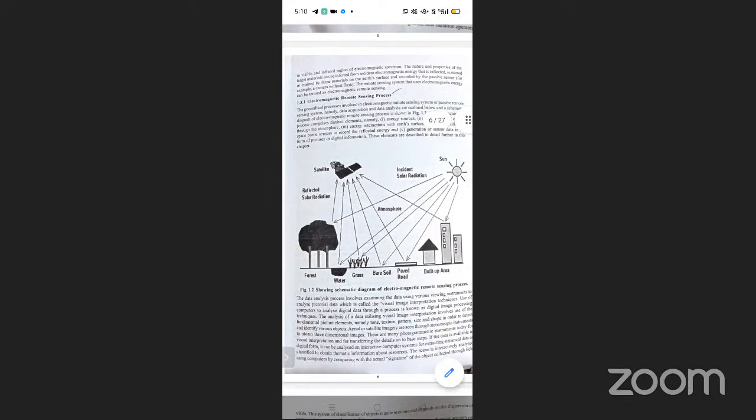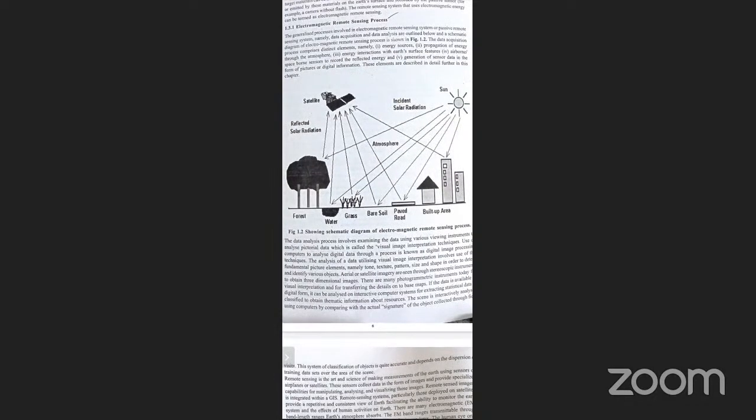The aerial or satellite imagery, if you can see, suppose it is a stereoscope instrument, we can use it to obtain three-dimensional images. There are many photogrammetric instruments available today for observation, but to identify the visual images, to interpret the data, and to transfer the details onto the base map.